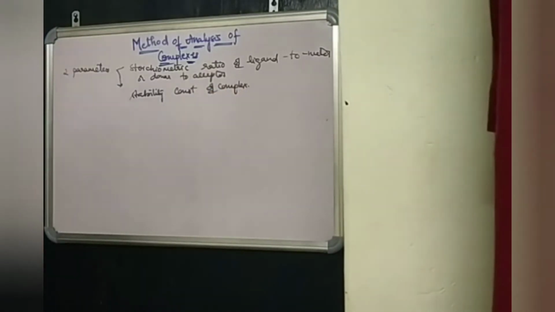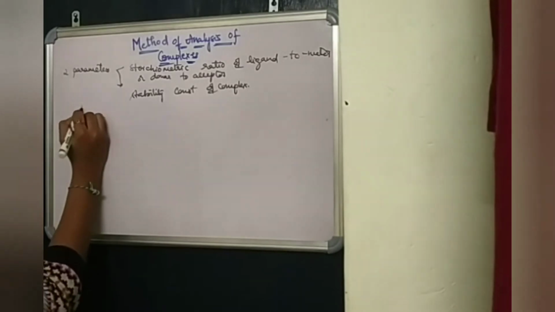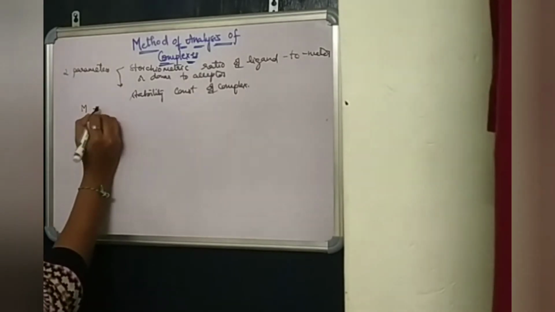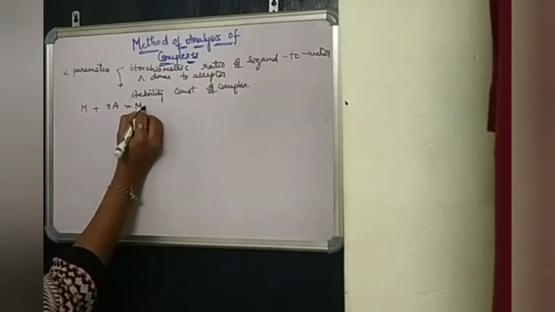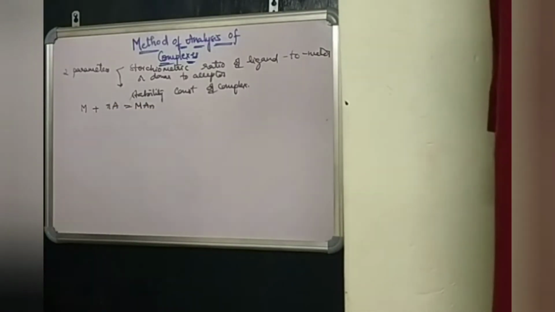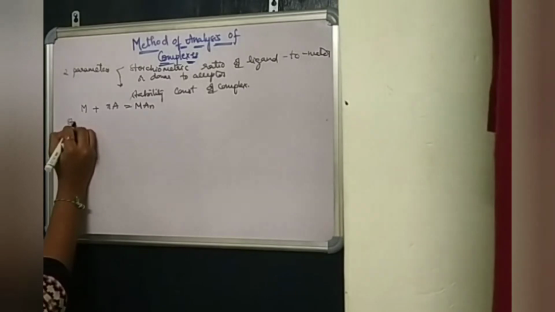Okay, analysis of complexes depends on two parameters. The first one is the stoichiometric ratio of a ligand to a metal or donor to an acceptor, and the second one is the stability constant of a complex. Let us take the equation M plus nA is equal to MAn, and apply the stability constant.